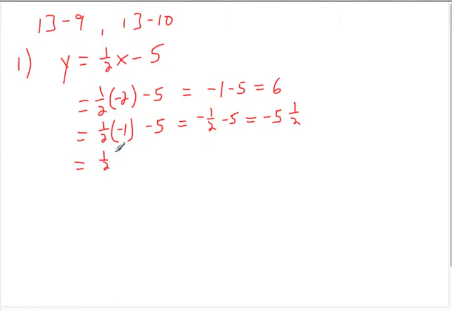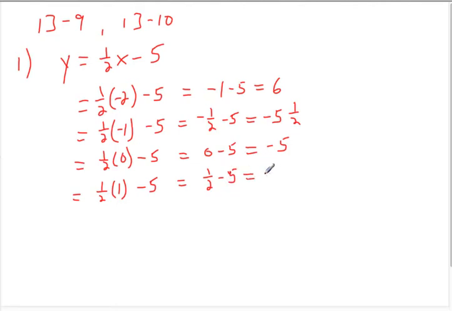This one we have 1/2 times 0 minus 5, which is 0 minus 5, which is -5. And now we have 1/2 times 1 minus 5 equals 1/2 minus 5, which is -4.5. As you can see, the pattern, whoops, I almost messed up back here, that's a -6. As you can see, the pattern is we're getting larger by 1/2 each time, which is what the slope is. And the last one, we have a 2, so we're going to be 1 minus 5, which is -4.